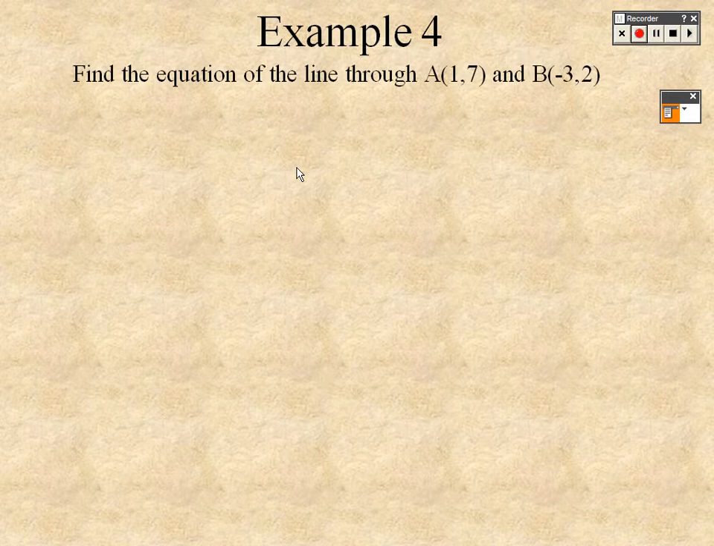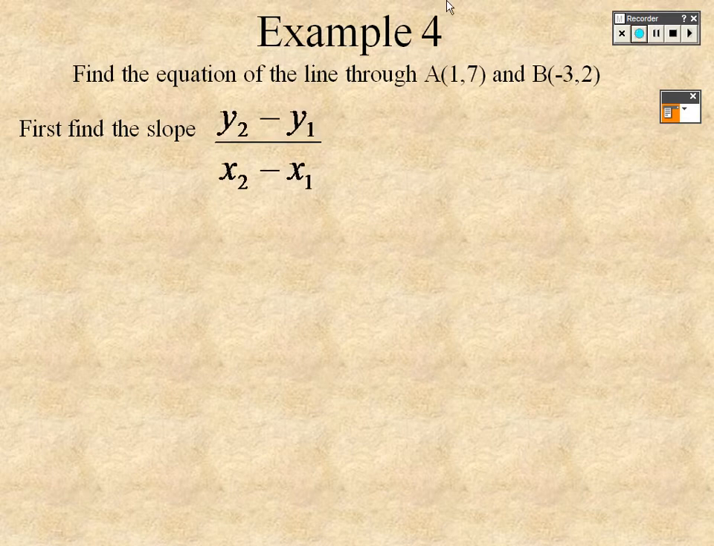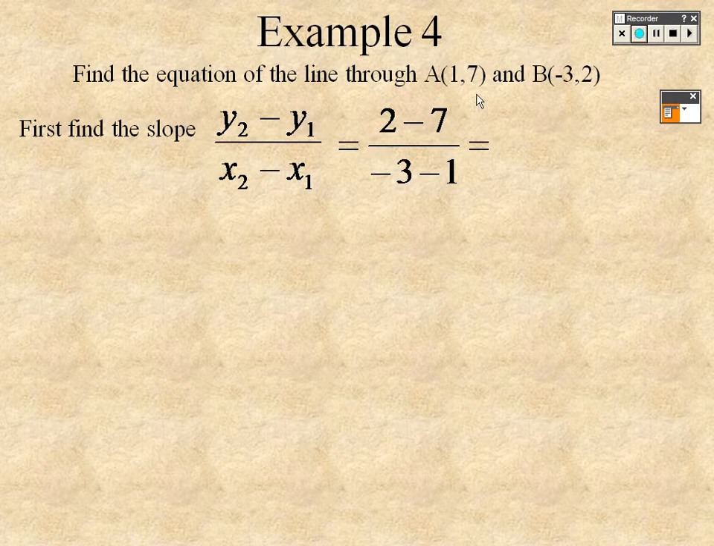Find the equation of a line through 1, 7 and negative 3, 2. So if we're going to do that, we need to find the slope first. So there's the slope formula. So change in y, so 2 minus 7 over negative 3 minus 1. So we get negative 5 over negative 4, which is 5 over 4.